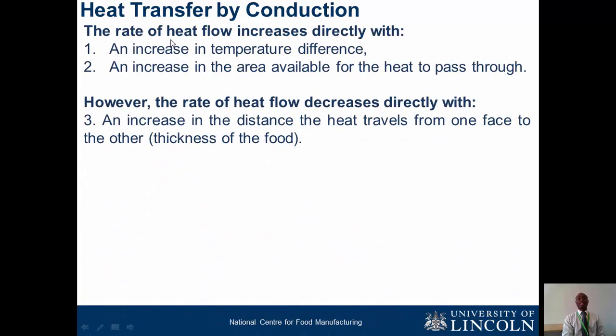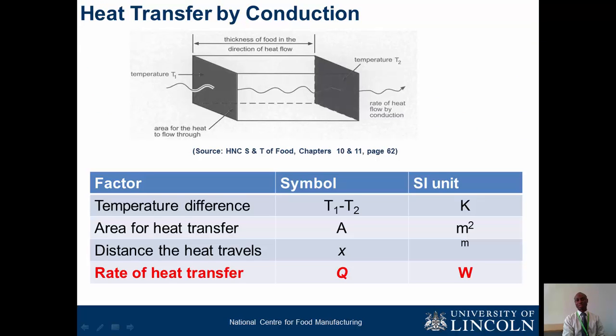The rate of heat transfer in a material will increase directly with an increase in temperature difference, and secondly, the rate of heat flow will also increase with an increase in the area available for heat transfer to pass through, and finally the rate of heat transfer will be inversely proportional to the thickness of the food material. What am I trying to explain here?